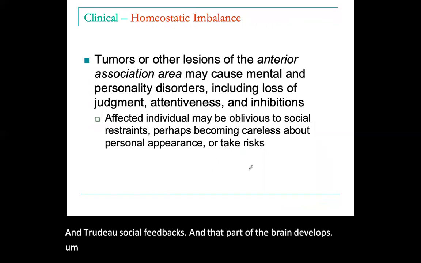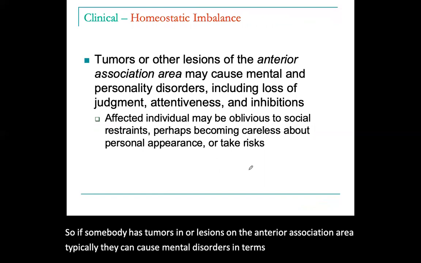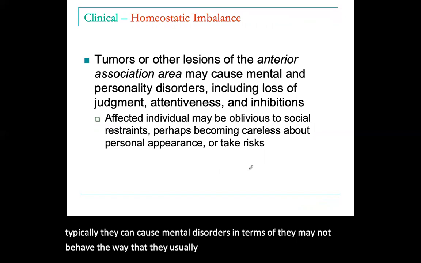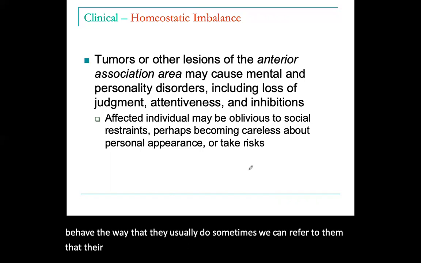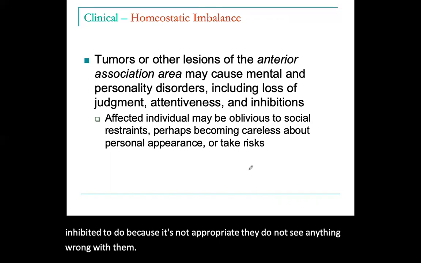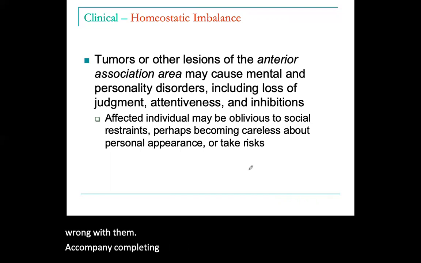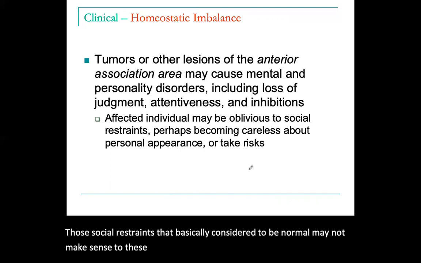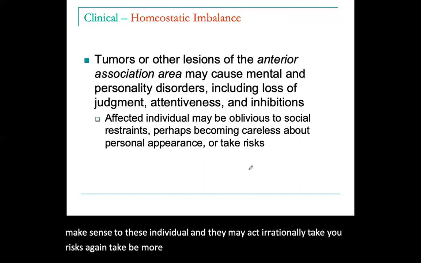So if somebody has tumors in or lesions on the anterior association area, typically they can cause mental disorders, in terms of they may not behave the way that they usually do. Sometimes we can refer to it as their social filter having been removed. So things that we might be inhibited from doing because it's not appropriate, they do not see anything wrong with completing in an environment. Those social restraints that are basically considered the norm may not make sense to these individuals, and they may act irrationally, take risks, again, be more obnoxious, because those filters have been removed as they are associated with the prefrontal cortex.